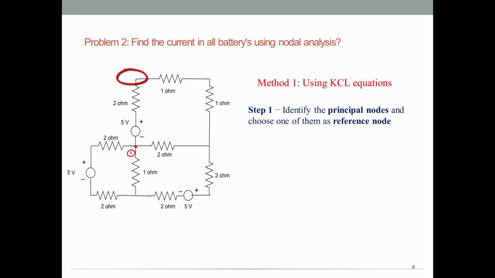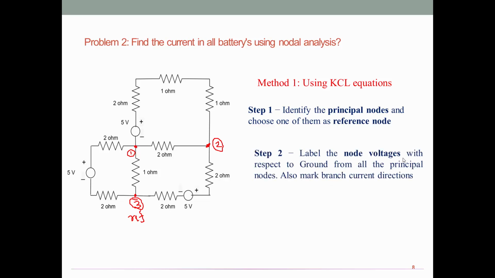Then this point is not a principal node since 2 branches are connected. Even this point is not a principal node. This point can be a principal node since 3 branches are connected. Let me take it as node number 2. And this point as well as this point are not principal nodes. This can be a principal node since 3 branches are connected together. I will take this as a reference node.